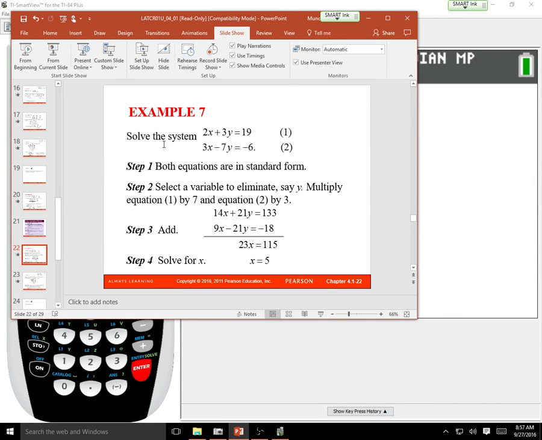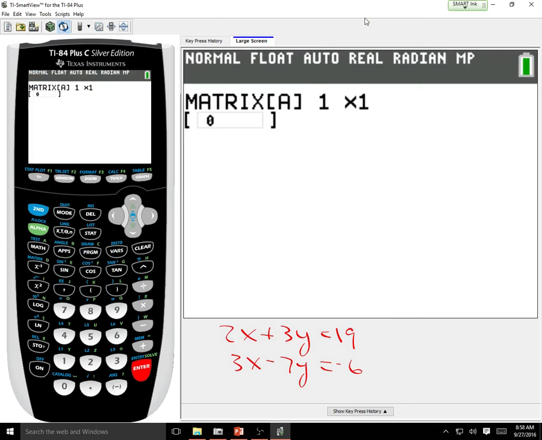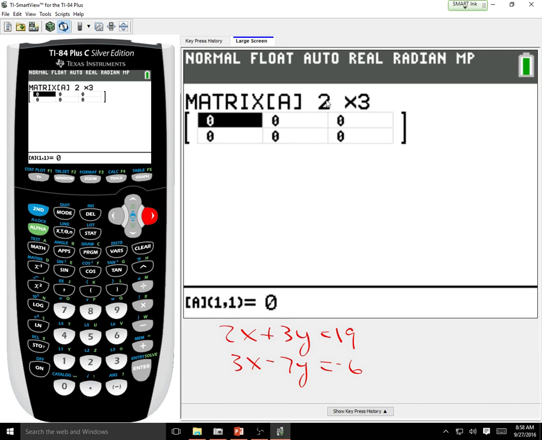So let me see if I can, I'm going to write it at the bottom so I can see it. It's 2x plus 3y is equal to 19. 3x minus 7y is equal to negative 6. Okay? So what size is this matrix going to be? Well, it's got 2 rows and 3 columns, right? So I'm going to change this so that it reads 2 by 3. And then it puts all the spaces. Easy so far? Let's plug all the coefficients in there.